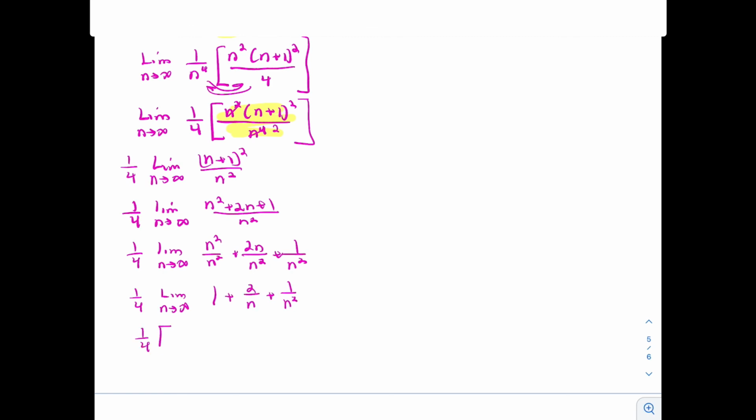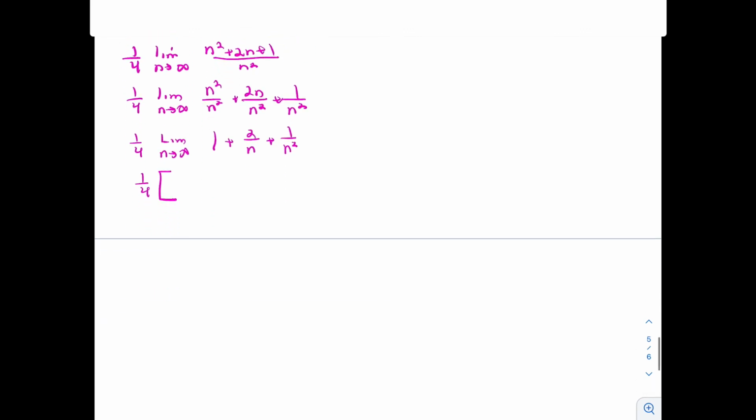Now I can evaluate my limits to infinity. So I know the limit as n goes to infinity of 1 is just 1. And the limit as n goes to infinity of 2 over n is 0. And the limit as n goes to infinity of 1 over n squared is also 0. So my exact area under this curve is simply 1/4.